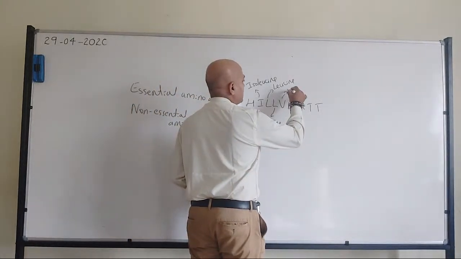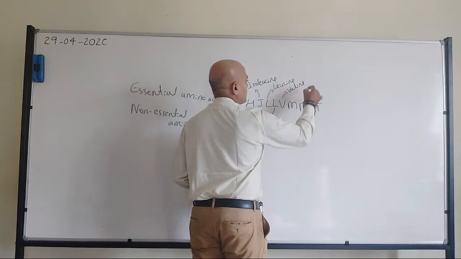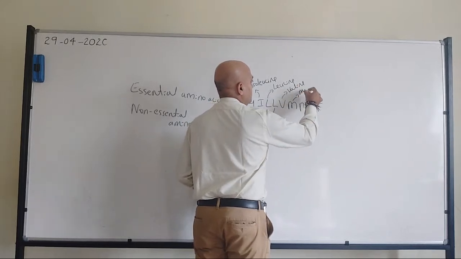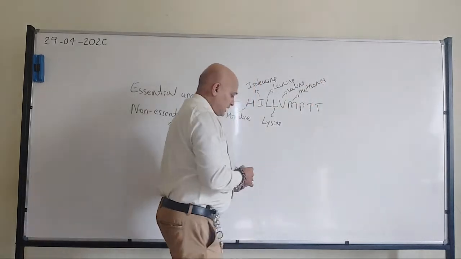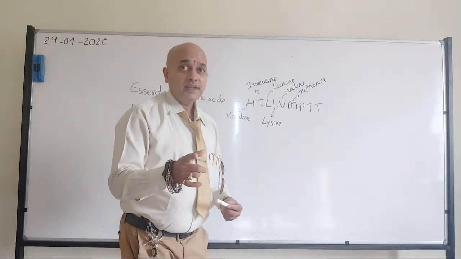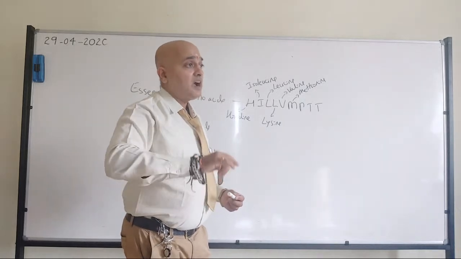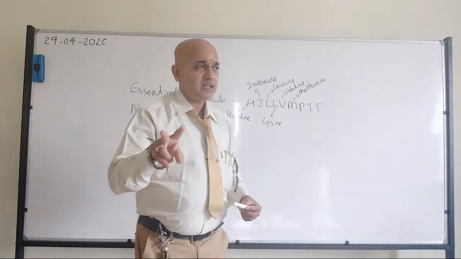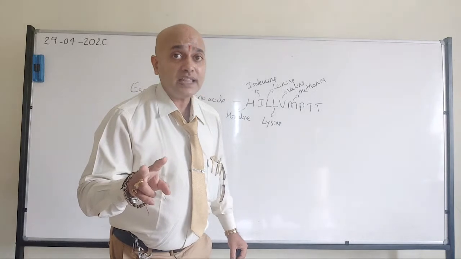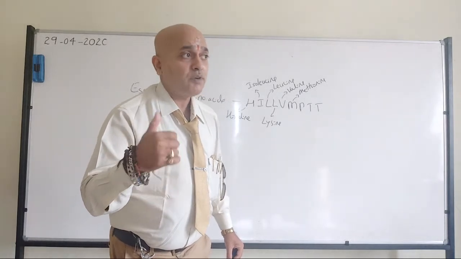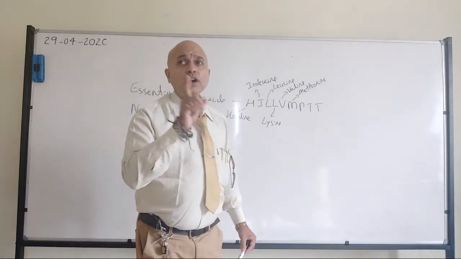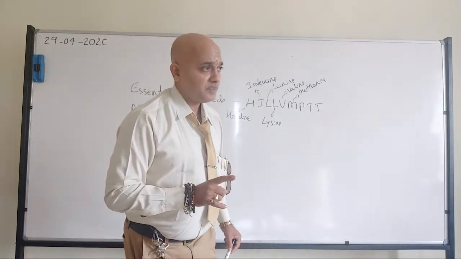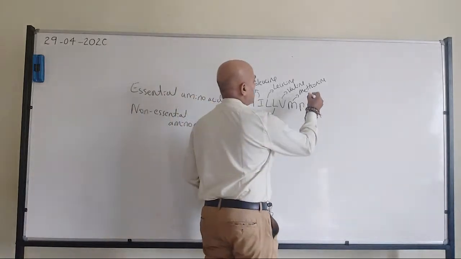Same way, V stands for valine. M stands for methionine, a sulfur containing amino acid. We have a total of 2 amino acids which have sulfur in their structure. One is methionine, one is cysteine. Both have sulfur in their structure. No other amino acid has sulfur. So that's where we have methionine.